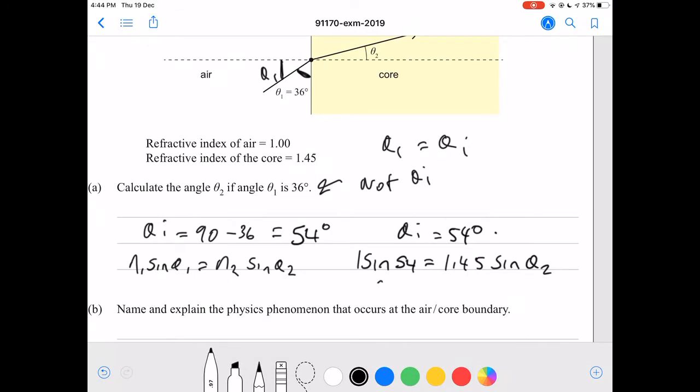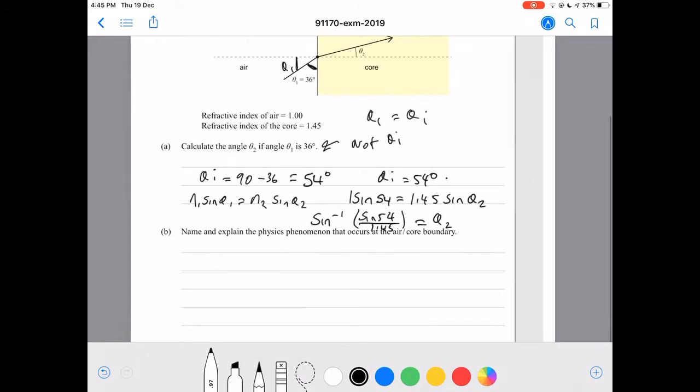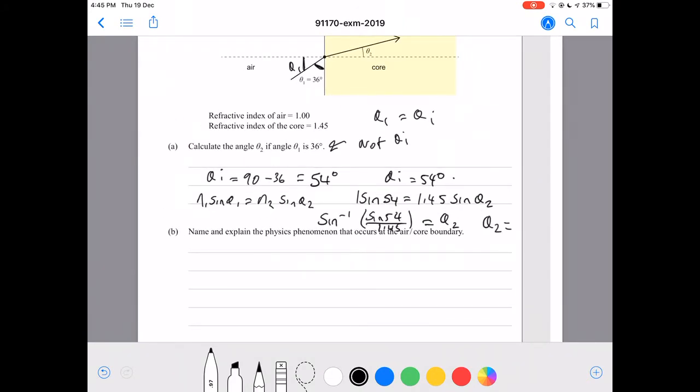So therefore we can have sine 54 divided by 1.45, and we take the sine inverse, which will be equal to our theta 2. So you should find that theta 2 should be equal to 33.9 degrees. And that should get you an achieved grade here.